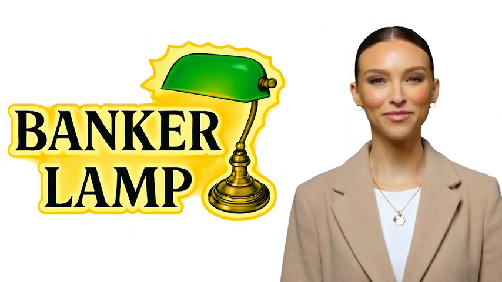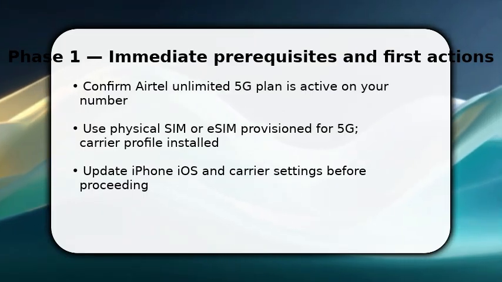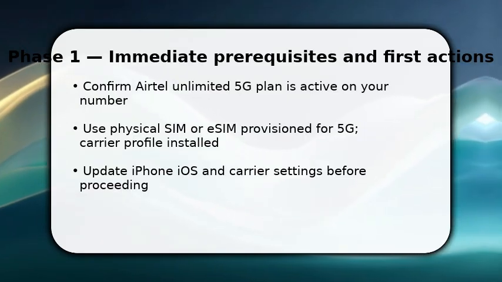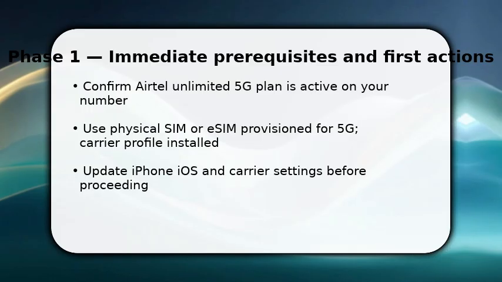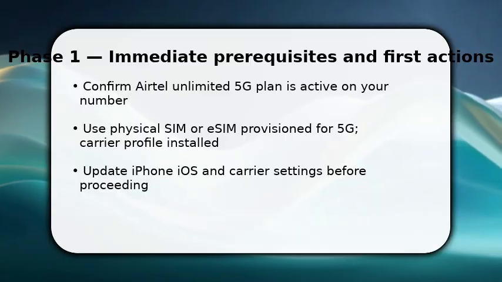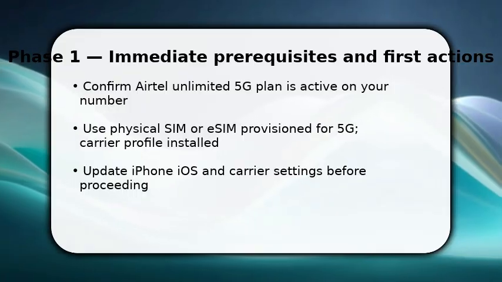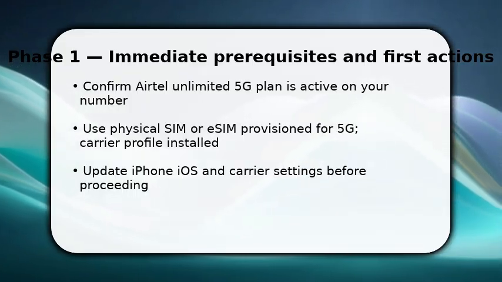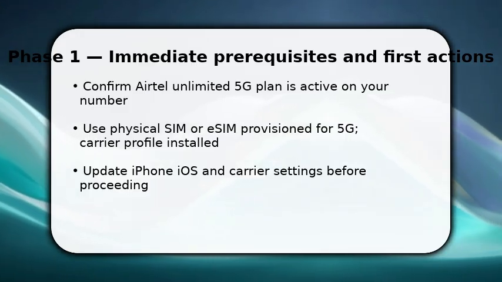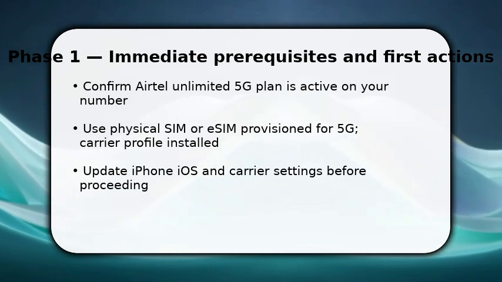Please enjoy the video. You start by confirming your Airtel Unlimited 5G plan is active. Check the SMS or My Airtel app for the plan name. Make sure your iPhone 13 uses the correct physical SIM or an eSIM provisioned for 5G, because only the provisioned line will register. Once done, update iOS and carrier settings in Settings, General, About. If a carrier update appears, tap it. These quick checks prevent registration issues later and let you move straight into enabling 5G on the device.